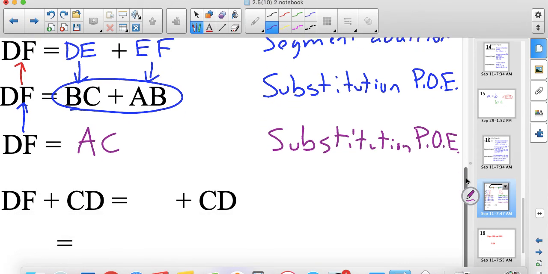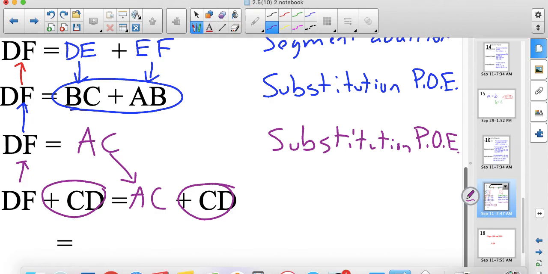Now we have to look to see what changes. I still have my DF. Now all of a sudden I have a plus CD here. Well, if DF stayed on the left-hand side, then AC has to stay on the right-hand side. So what actually changed? You added CD to both sides. When you add something to each side of your equation, it is known as your addition property of equality.